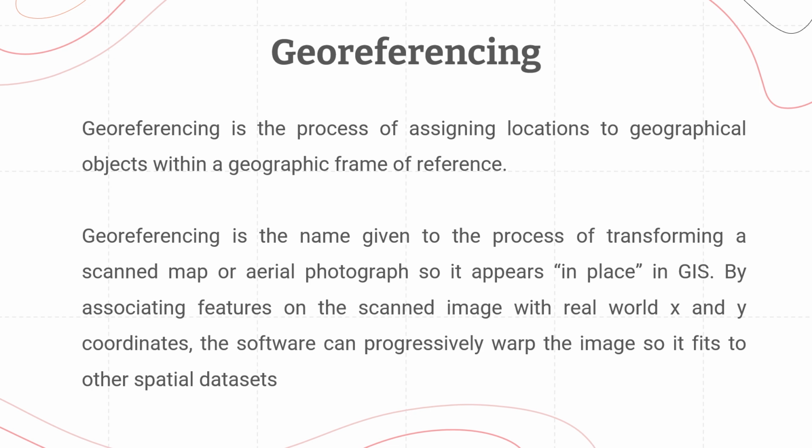Georeferencing is the process of assigning location to the geographical objects within a geographic frame of reference. Georeferencing is the name given to the process of transforming a scanned map or aerial photograph so it appears in place in GIS. By associating features on the scanned image with real-world X and Y coordinates, the software can progressively warp the image so it fits to other spatial datasets.